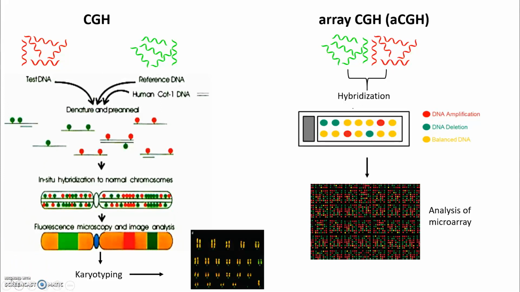The other method is array CGH. In this method, the labeled fragments are combined and added to a microarray and hybridized. This array consists of spots containing 100,000 base pairs of the human genome. The spots are analyzed by a computer and will light up yellow if there's an equal amount of green and red fluorescent signal. It will be red if there's an amplification of a locus, and it will be green if there's a deletion.